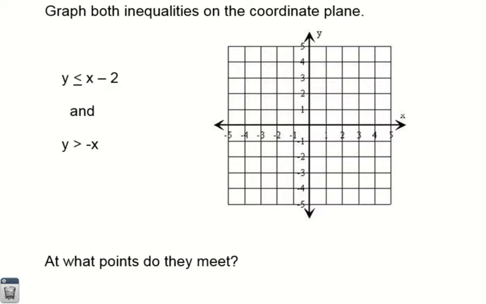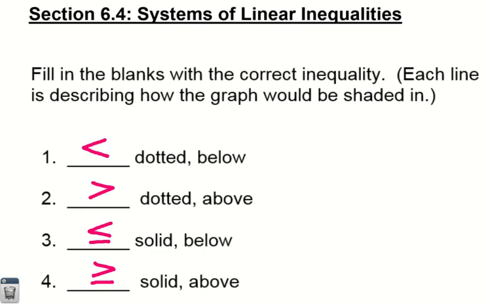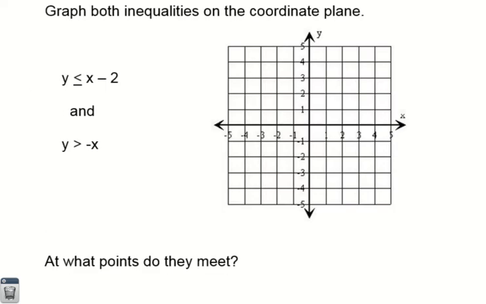Graph both inequalities on the coordinate plane. All right, let's just cut to the chase. This is called systems of linear inequalities. All that really means is we're going to be working with numerous linear inequalities at the same time. Here, just two. And what would be the solutions to the system? What would solve both of them at the same time?